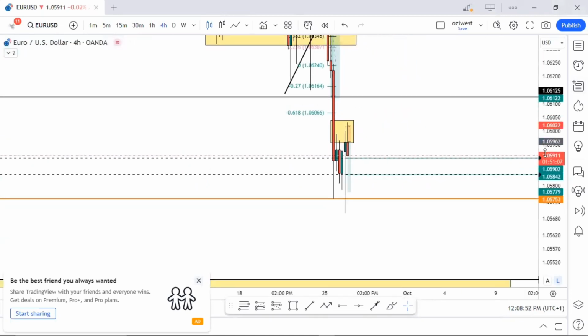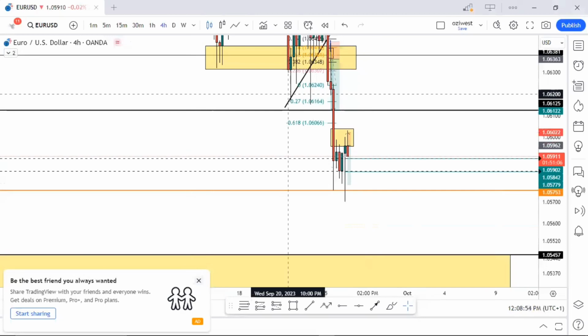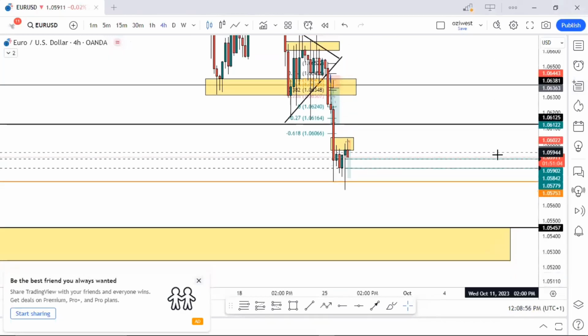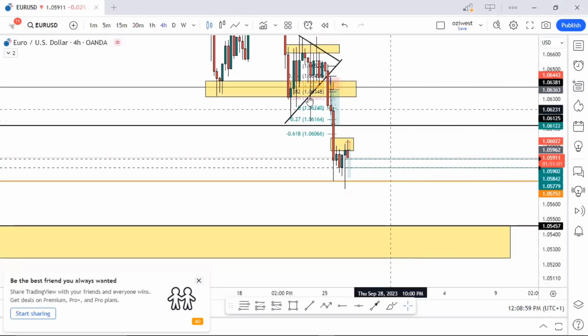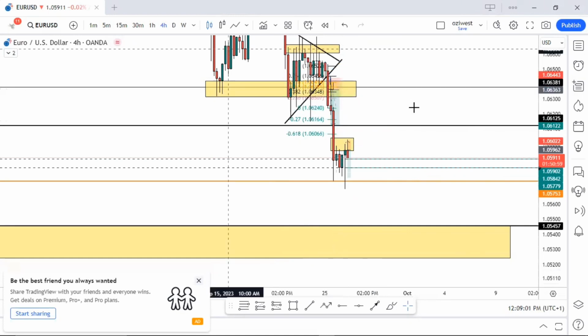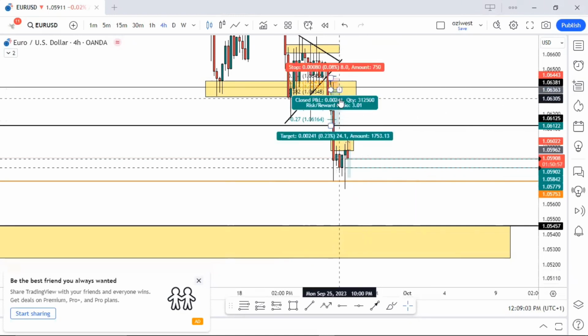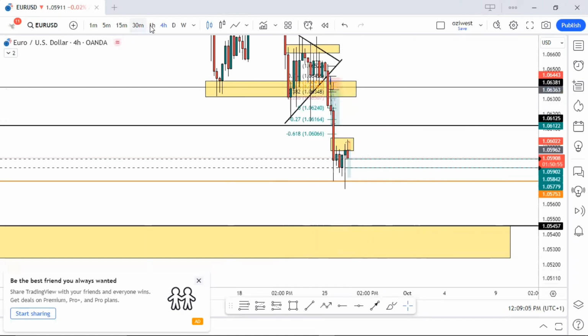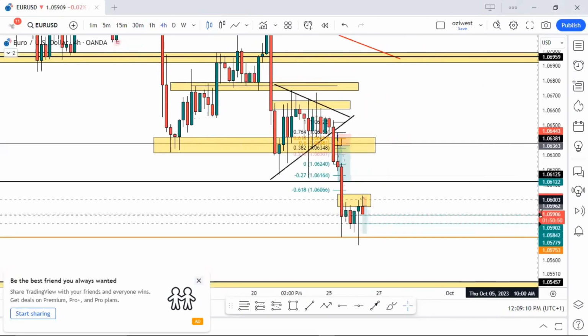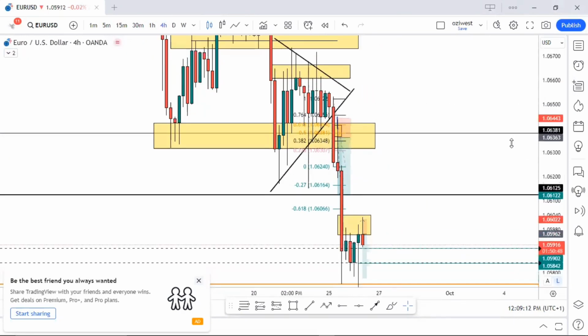So overall, EURUSD is in a downtrend, that's for sure. Or should I first of all break down this one? Let me break down this one we took yesterday. Sent this trade out yesterday. Let me break that one down first.